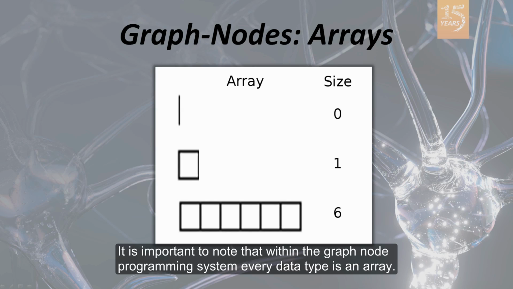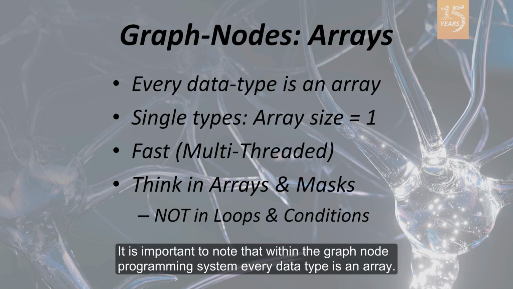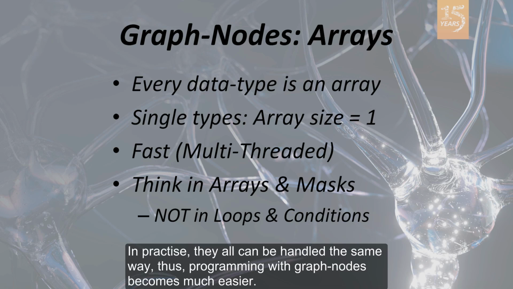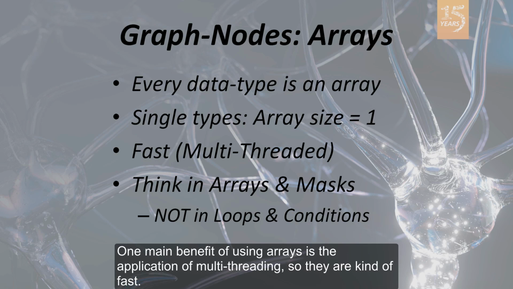It's important to note that within the graph node programming system, every data type is an array. So you don't have to distinguish whether it is an empty array, there is one element within the array, or there are several elements. They all can be handled the same, so we think that makes programming within graph nodes much easier. And the main benefit of using arrays is that they can be quite beneficial multi-threaded, so they're kind of fast within the graph node system.